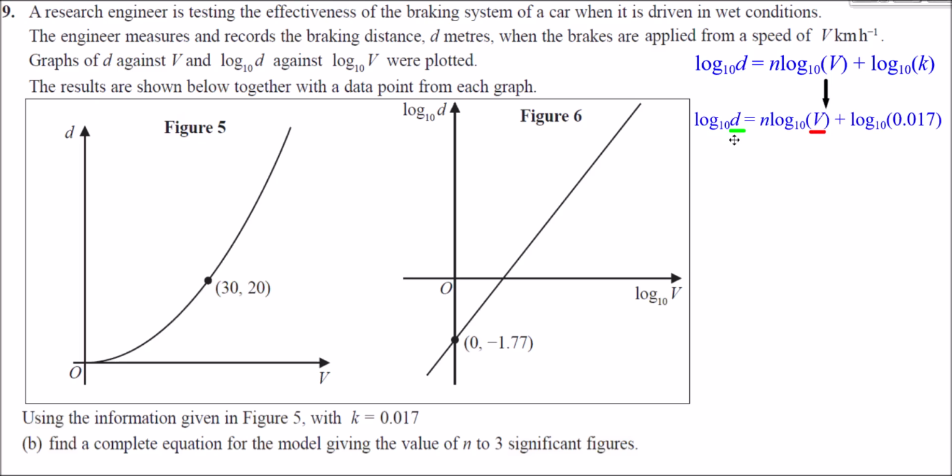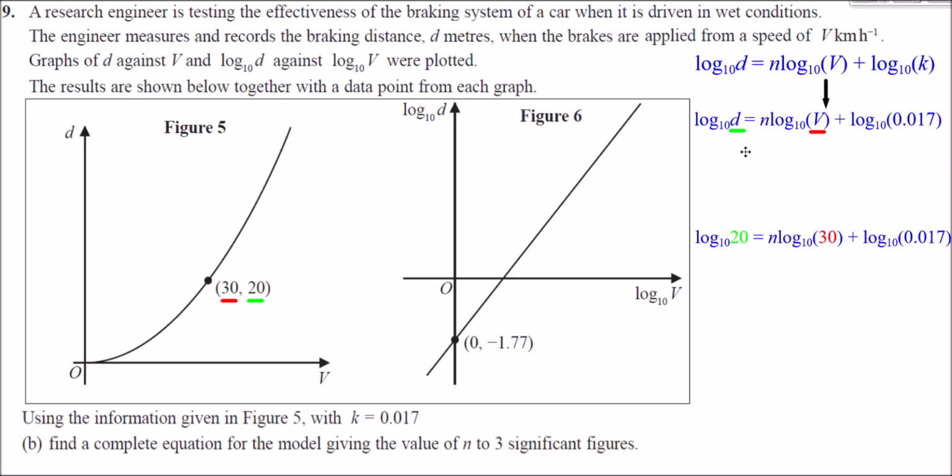So log base 10 of d, I'm just underlining here, d is essentially like the y-axis input, v is the x-axis, if you like, and log base 10 of k is log base 10 of this value, and this corresponds to the y-axis intercept. And so if d corresponds to the y-axis and v corresponds to the x-axis, then essentially our x, or v if you like, is 30, and our known value of d on the y-axis is 20. So we can substitute these values in to work out the value of n.